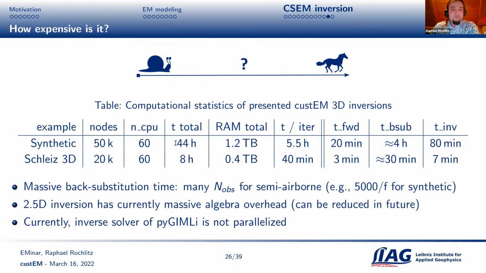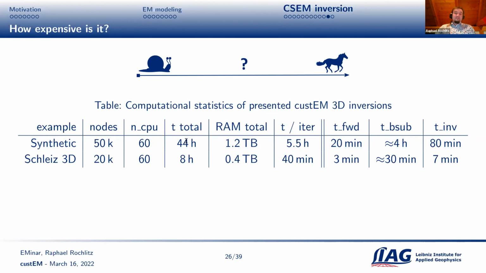The computation time was almost 2 days for the synthetic model, with more than 5 hours per iteration. But it was also a very large data set with more than 5,000 observations per frequency. And the point here, which is probably different to previous inversion tools, is that our forward computation time is not the bottleneck. The bottleneck are the back substitutions, because we have so many observations that even a few seconds per back substitution sum up to a couple of hours.